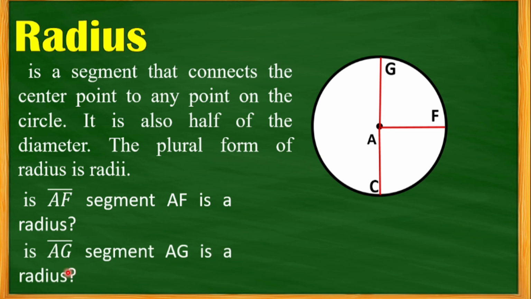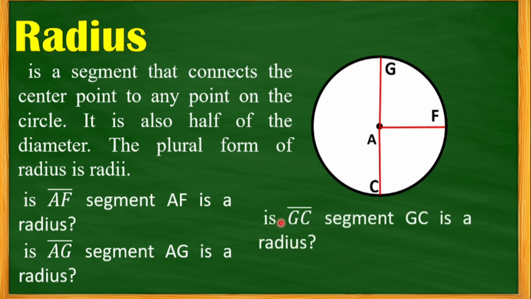And another one is segment AG. AG, A going to G, is it a radius? Yes, because a center point going to any point on the circle is a radius by the definition. And on the last one, segment GC, is it a radius? G going to C. Is this a radius? No. Why is that, Grade 5 pupils?